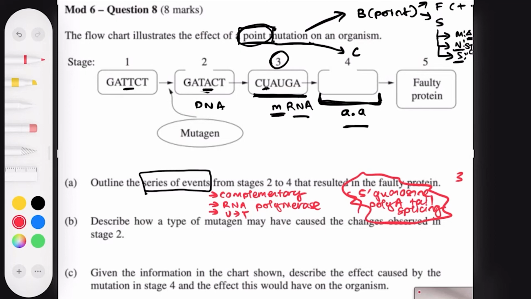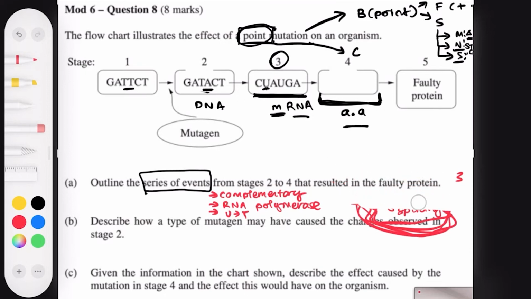Students know all this stuff, but the poor students will just verbal garbage everything they remember. A good student would know what are the key things I'm looking for in an exam. If you don't say the word complementary, you're not getting the mark. If you don't refer to the letters here, you are not getting the mark.